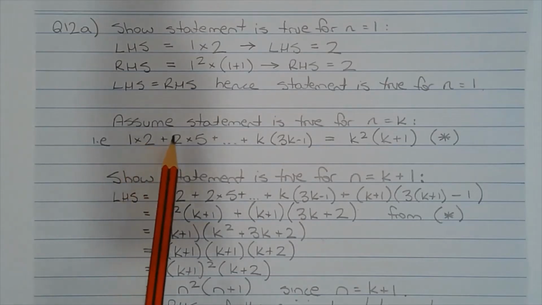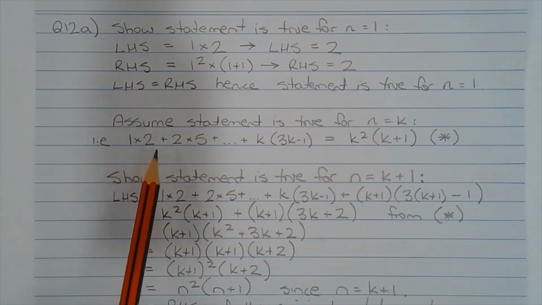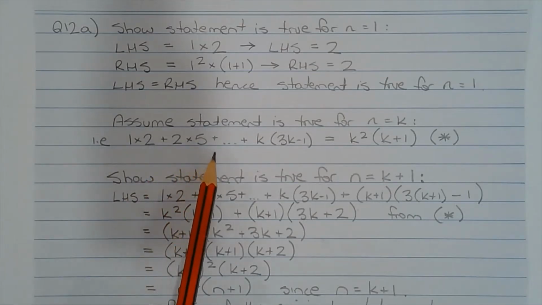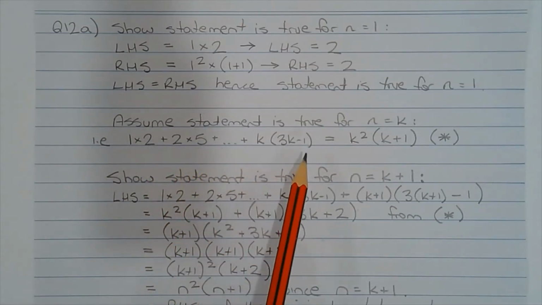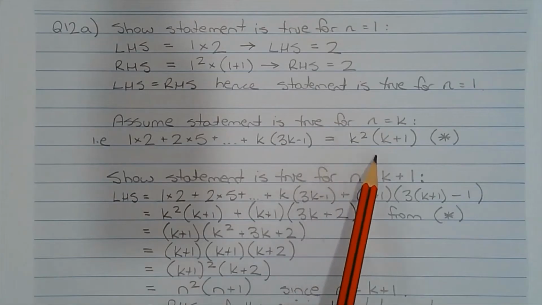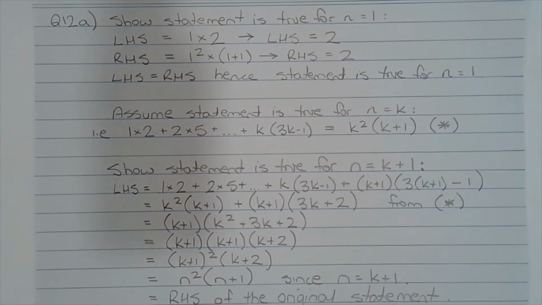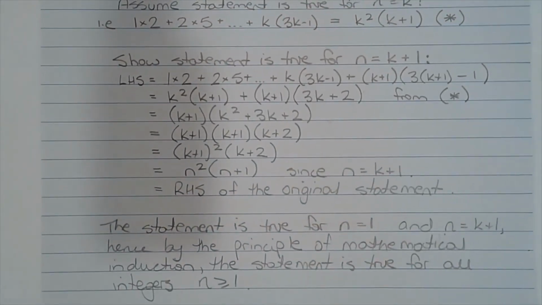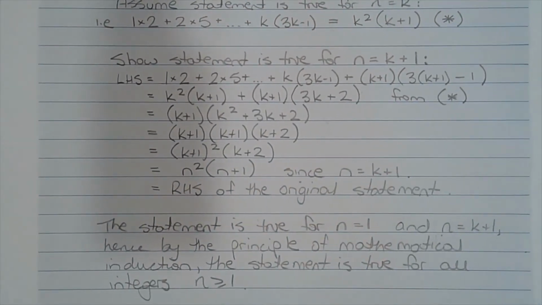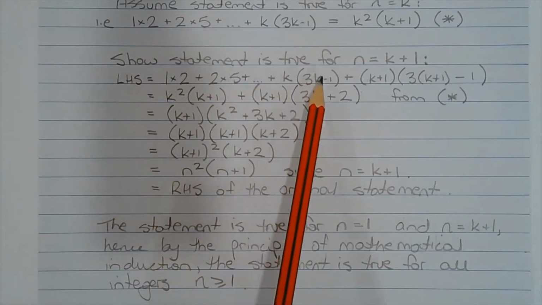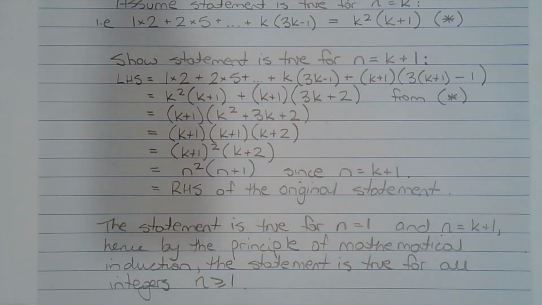The next step is to assume the statement is true for n equals k. That is 1 multiplied by 2 plus 2 multiplied by 5 plus dot dot dot plus k multiplied by (3k minus 1) is equal to k squared multiplied by (k plus 1). And I've labelled this line with an asterisk. The next step is to show the statement is true for n equals k plus 1.